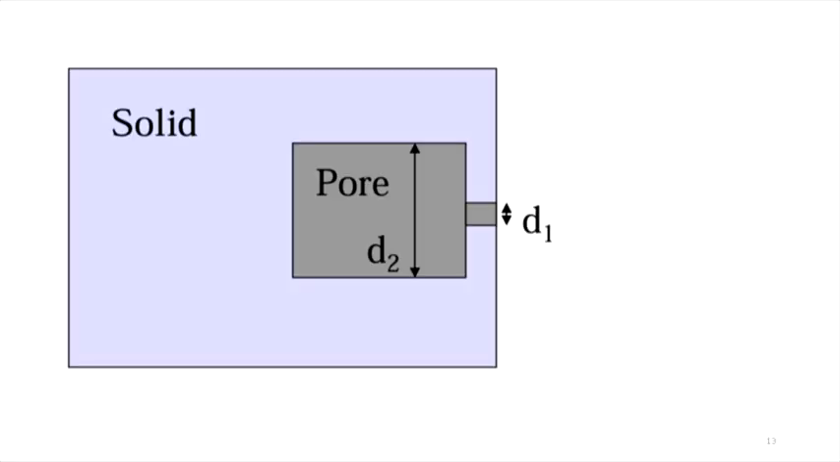This is an ink bottle pore. While analyzing such a pore, the diameter D1 will be considered as the entry diameter of the pore by MIP. So D2 will not be considered. This is known as the ink bottle effect. This is a major limitation of MIP.